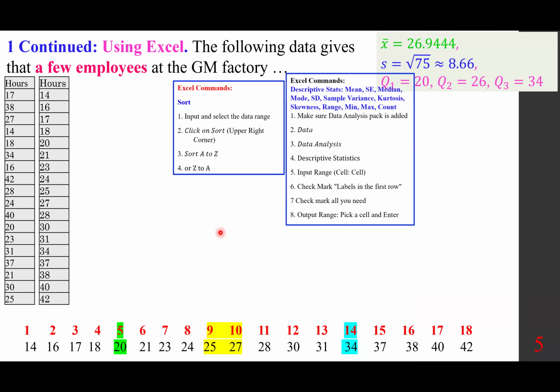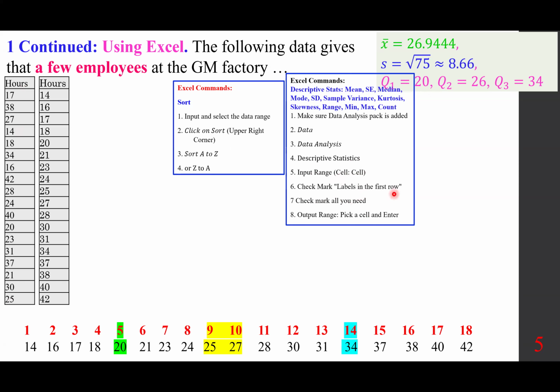The next command is descriptive statistics: mean, median, mode, standard deviation, so on and so forth. So make sure the data analysis pack is added. This is for those who use Excel and are somewhat familiar with that. Go to data analysis, descriptive statistics, and you choose the range from here to here on your cells, let's say 2 to cell 19, whatever.